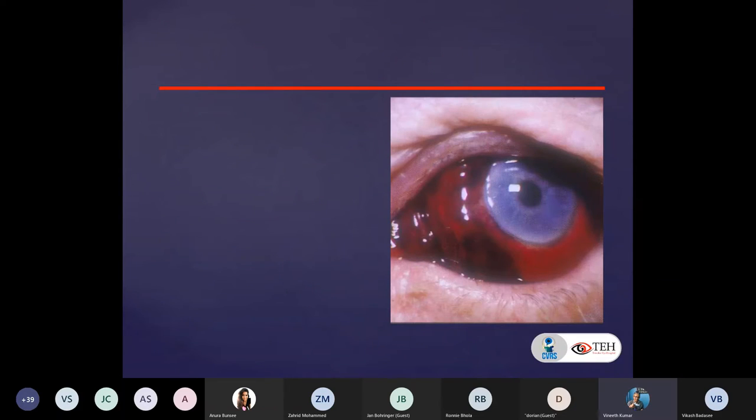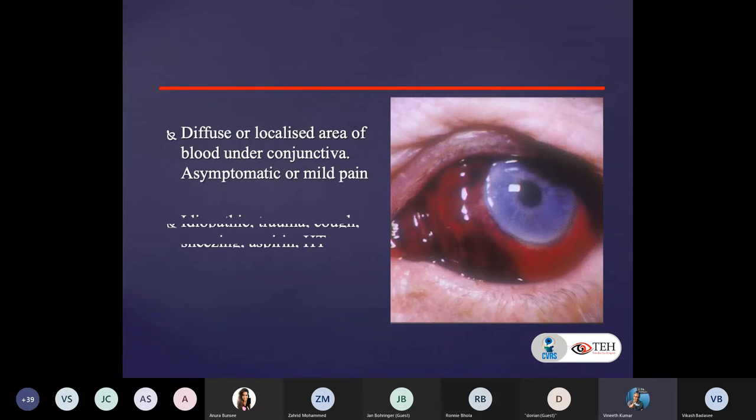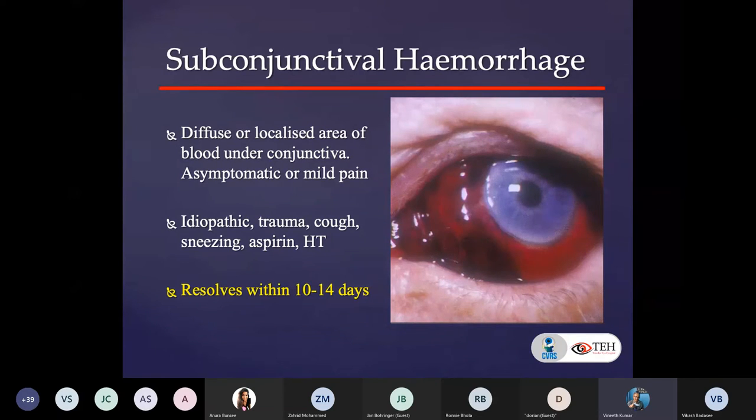This is another problem that we tend to see, particularly in older people, who present with diffuse or localized areas of blood under the conjunctiva. They could present with either mild pain or could be asymptomatic, not notice it themselves, or have it noticed by one of their family members. This could be precipitated when they have a bout of trauma, cough, sneezing, if they are on aspirin, or commonly with hypertension. Usually it resolves in 10 to 14 days.